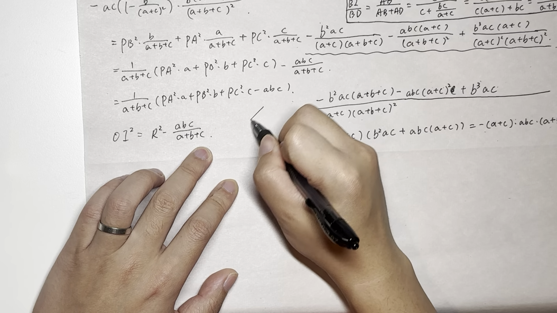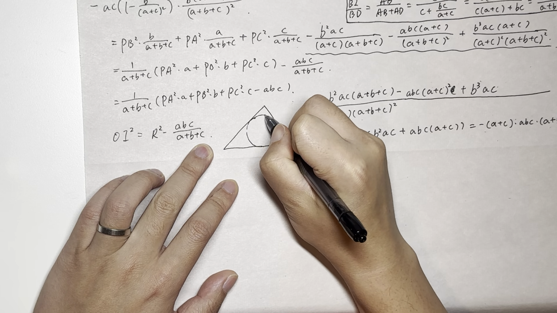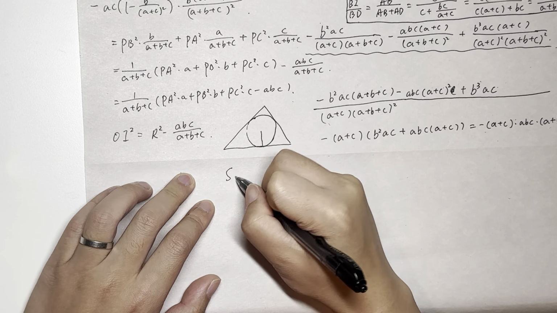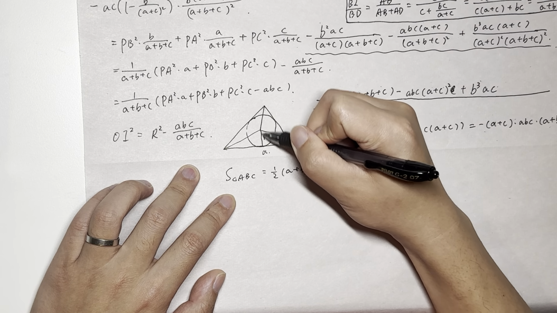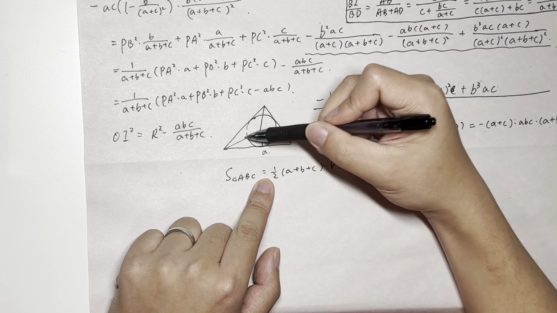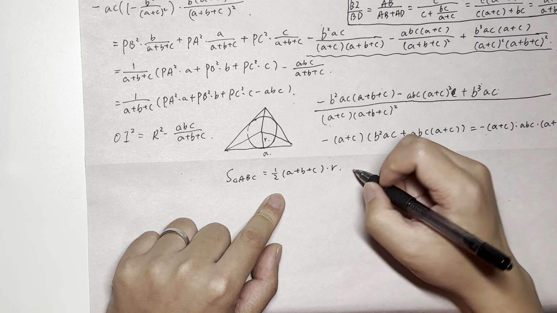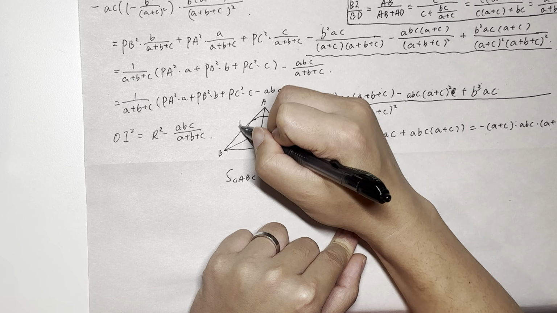So if we look at the area of a triangle, and this one has an inscribed circle, right? The area of the triangle ABC equals half of (a plus b plus c) times r, right? Because we can simply add up a times r times 0.5, that's the area of this triangle plus this triangle plus this triangle. So eventually it looks like this, right? And it equals half of, for example, a b c here and b c here, right?